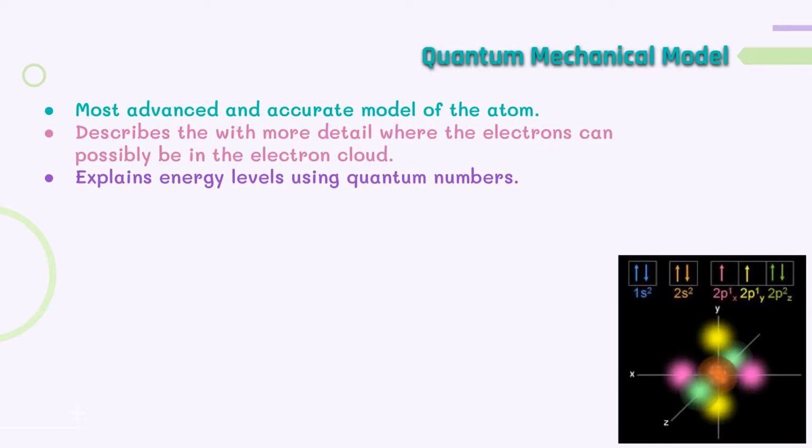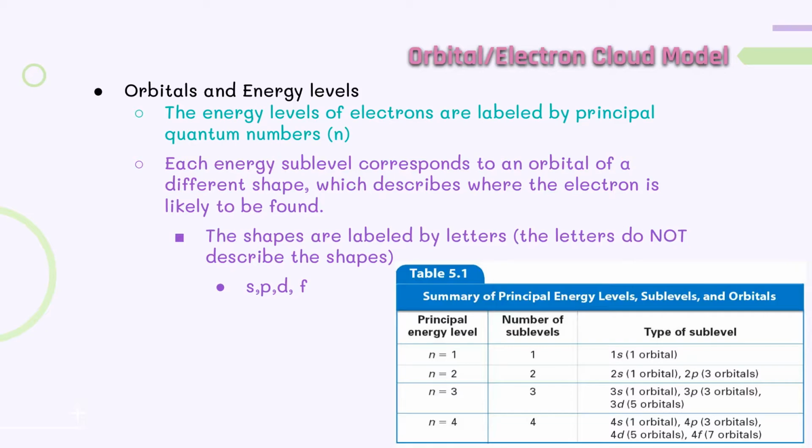It's the most advanced and accurate model of the atom, and it describes with more detail where electrons are possibly located in the electron cloud, and it explains energy levels using quantum numbers. The way the quantum model describes quantum numbers is by using orbitals and energy levels. The energy levels of electrons are labeled by principal quantum numbers n. So if n is 1, it's in the first energy level.